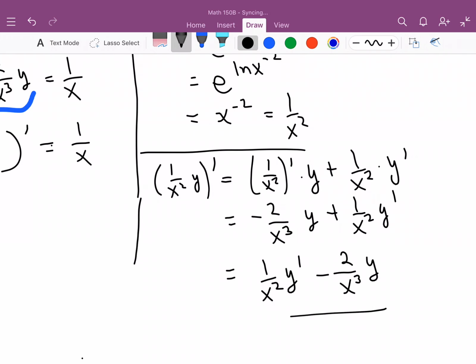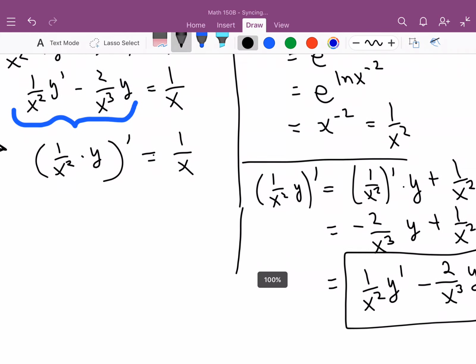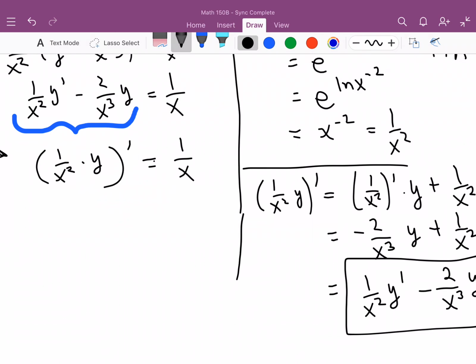And now look at what I just wrote. I wrote 1 over x squared y prime minus 2 over x cubed y. That's exactly what I had over here in blue. And I said these two things were equal. And because they're equal, we can use substitution. This is why the equal sign is so important to me.